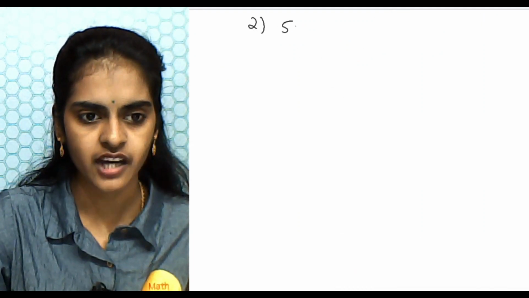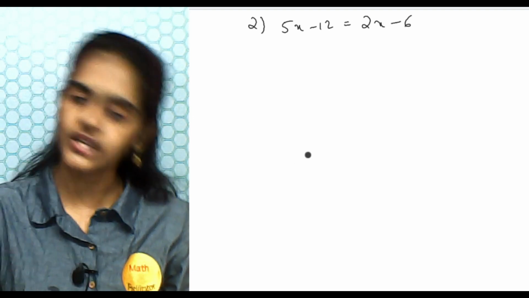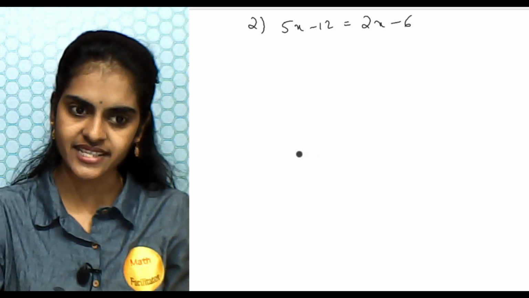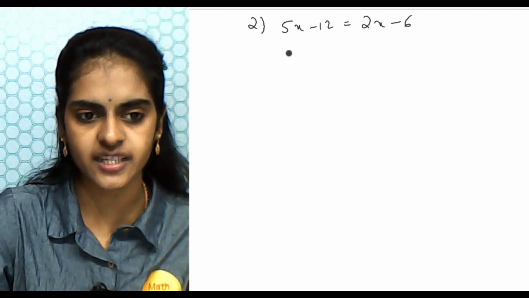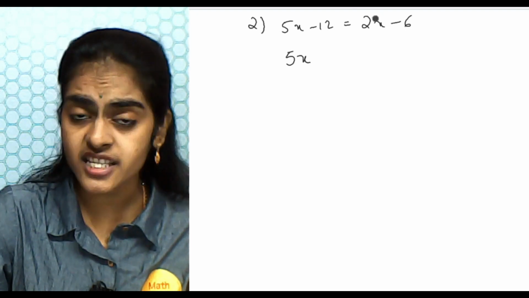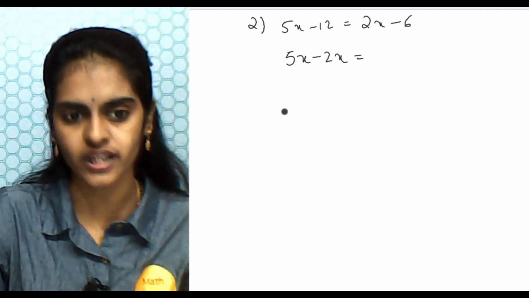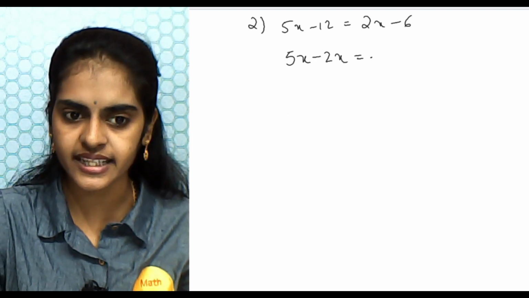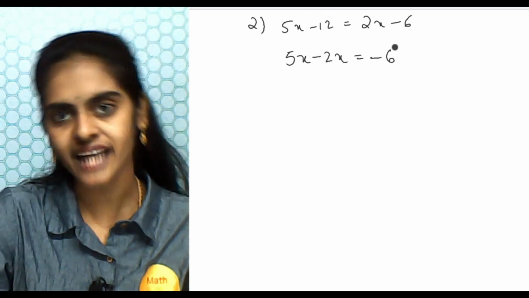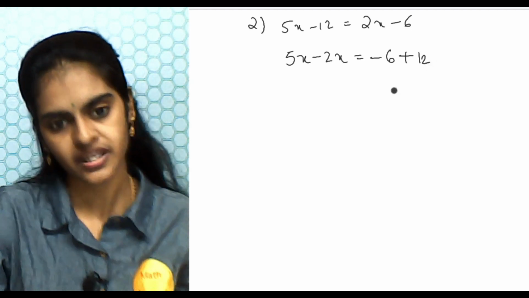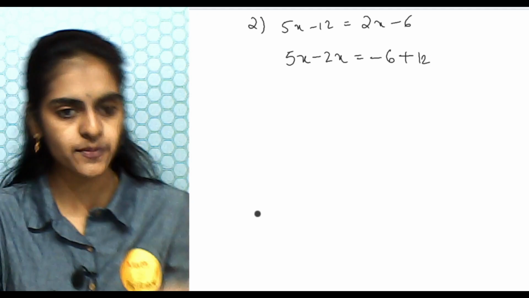Second question: you have 5x minus 12 is equal to 2x minus 6. Here also we will take all the variables to LHS and all the constants to RHS. So take this 2x to LHS, it becomes 5x, this is plus 2x, going into LHS it becomes minus 2x, is equal to, you have minus 6 already here, so write it. This minus 12, I'll take it to RHS, so it becomes plus 12. We know a minus quantity going into RHS becomes plus.